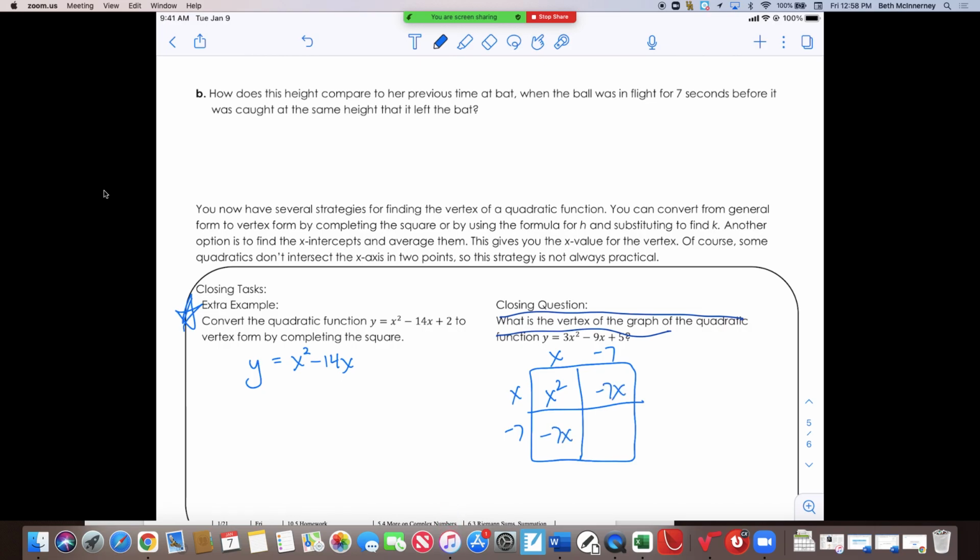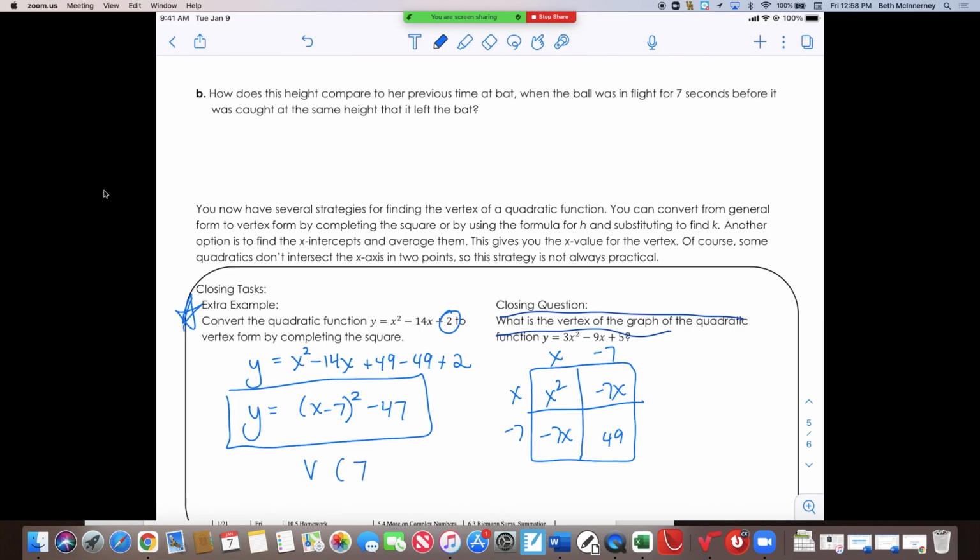And then what goes in the bottom right? 49. So I add 49, subtract 49, plus the 2. Don't lose that pesky little 2. Then that's x minus 7 squared minus 47. That's vertex form, and my vertex is 7, comma, negative 47.